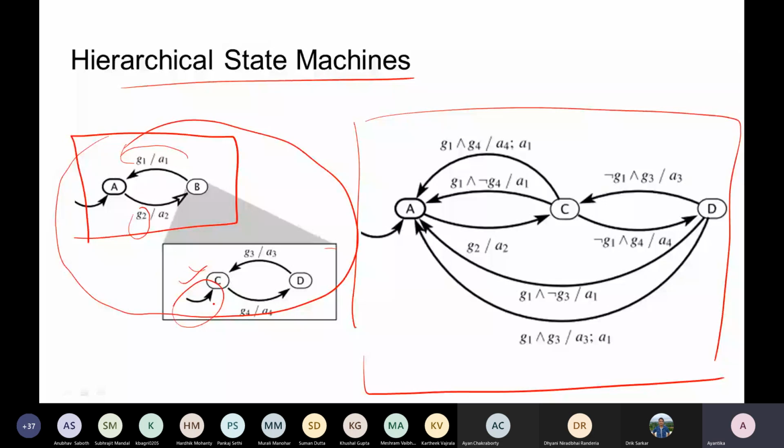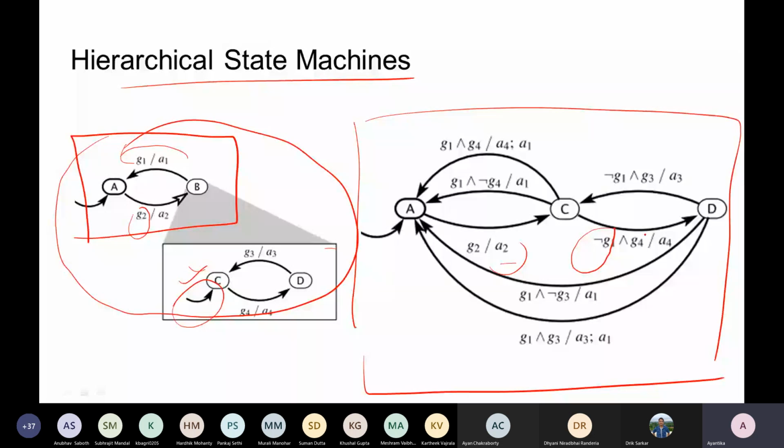Okay. So from A to C, G2 is on, G2 is true, and I'm making a transition to C. And that's why in my action, I'm setting A2 as true. Okay. From C to D, the straightforward condition was G4. But here, one added condition is not G1. This is very important because if G1 is true, whatever may happen, that is the protocol, that is the rule, that the priority of coming out from superstate to substate, that transition priority is always high.